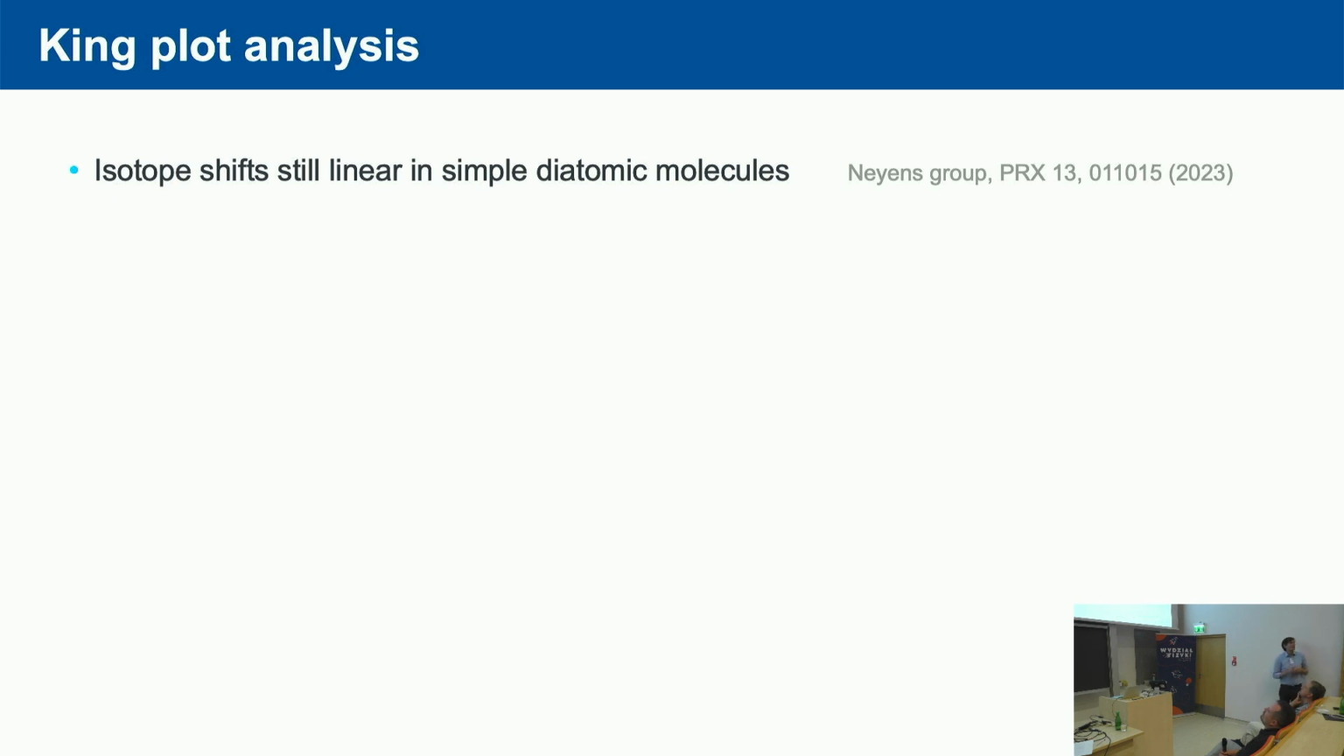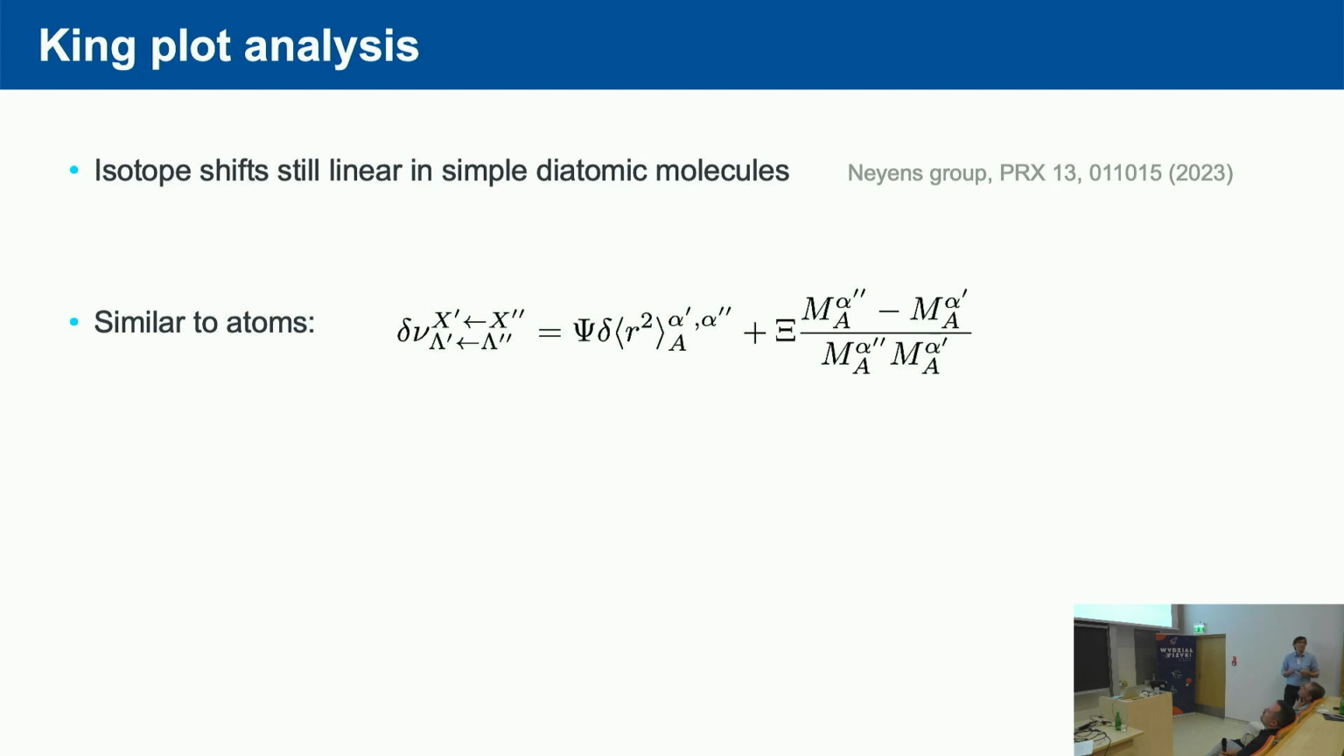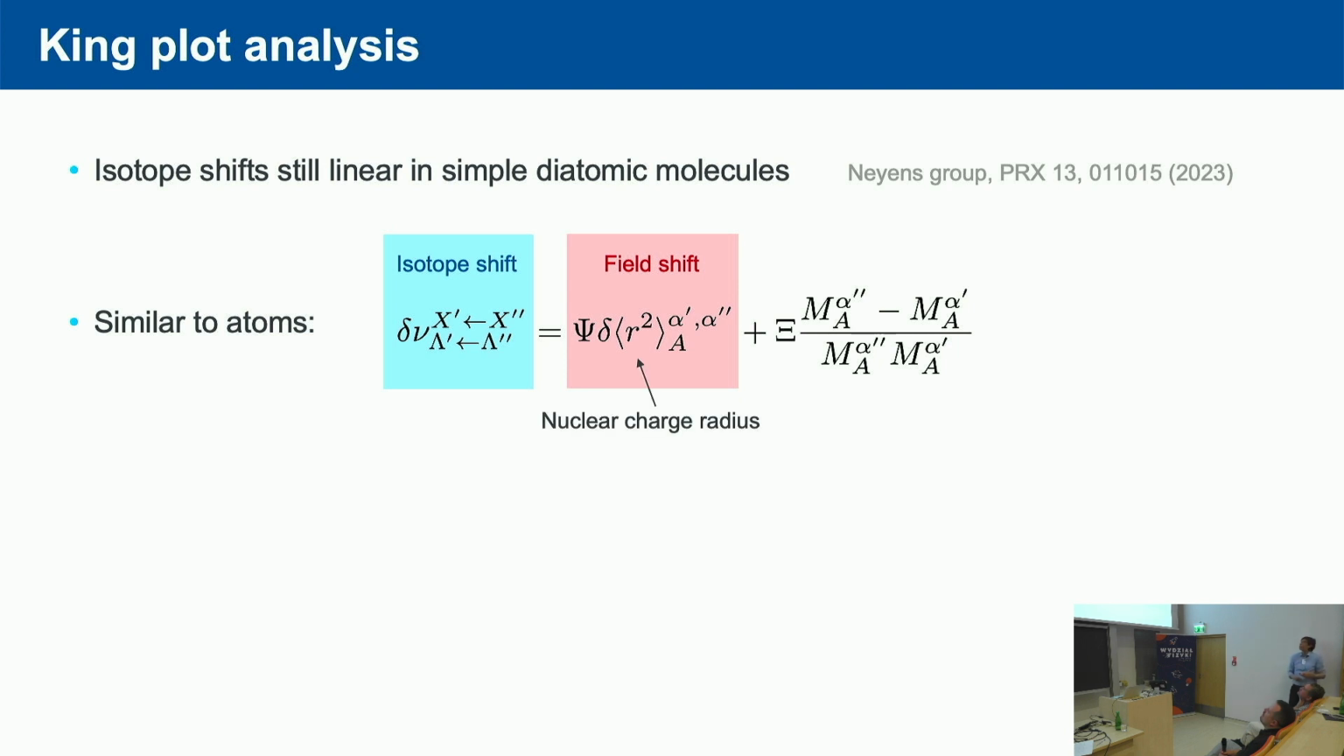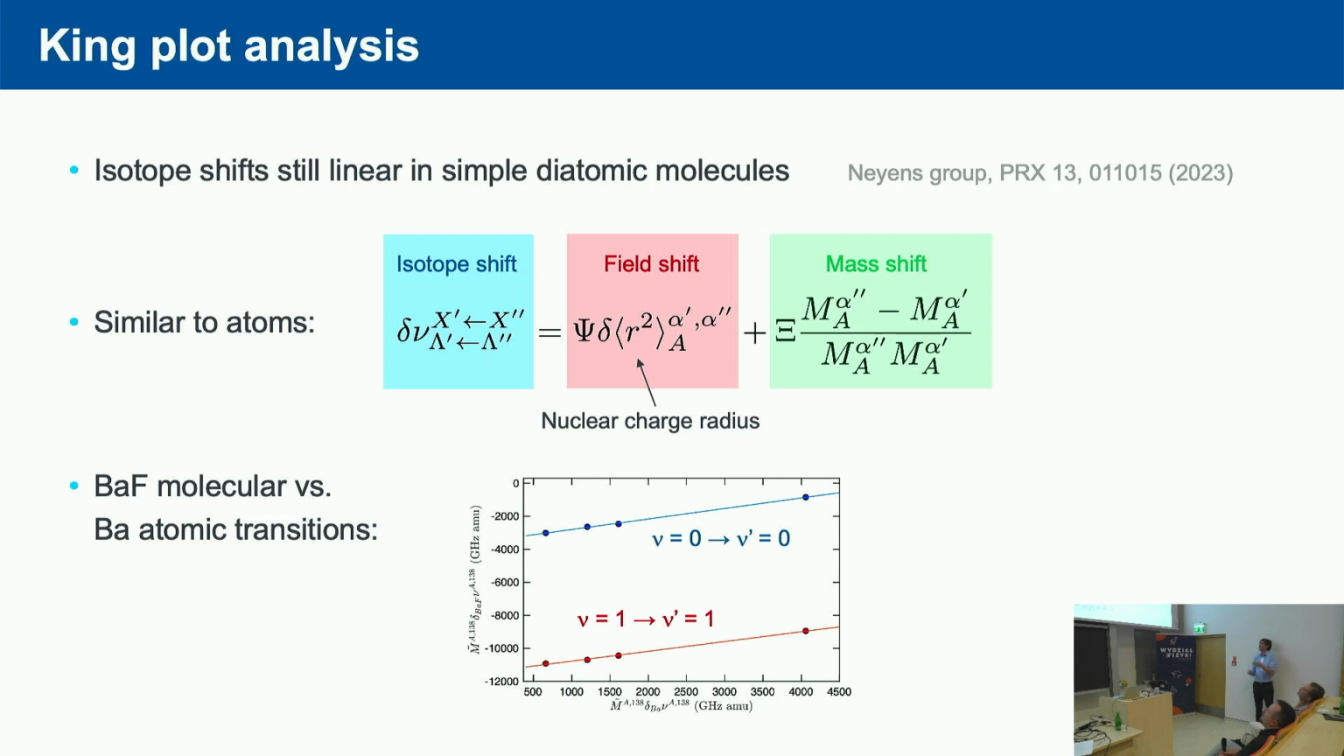Because now with this, besides the practical interest in laser cooling, you can play around already a little bit. There's this way of analyzing isotope shifts in atoms, king plot analysis. Basically, isotope shifts are linear, and you can play the same trick with molecules. So your isotope shift here is proportional to a field shift, which is proportional to the nuclear charge radius of your atom inside your molecule. And then there's a mass shift, which is just a normal thing that you learn about in your atomic physics class. And it turns out these isotope shifts are very nicely linear still in these molecules.